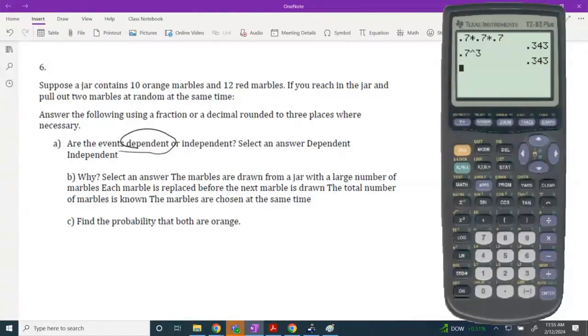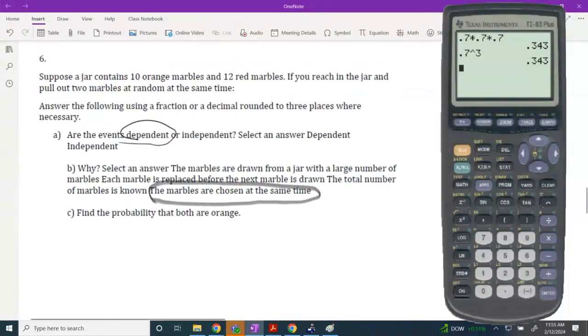The second says the total number of marbles is known. I mean, that's true, but that doesn't quite answer the question of whether it's dependent or not. But this third choice, the marbles are chosen at the same time. That's what makes it dependent. Okay, dependent probability. All right. So this was actually called without replacement.